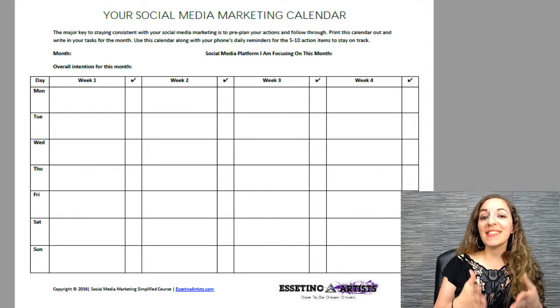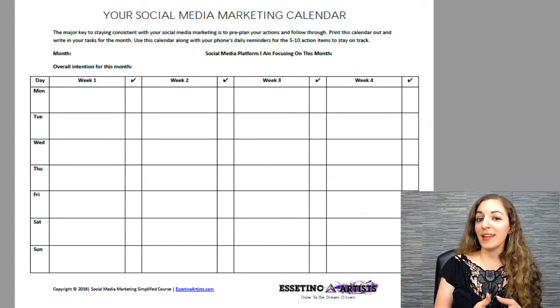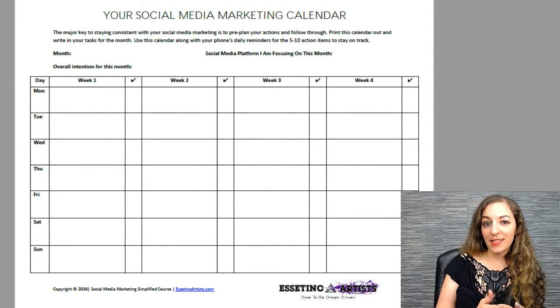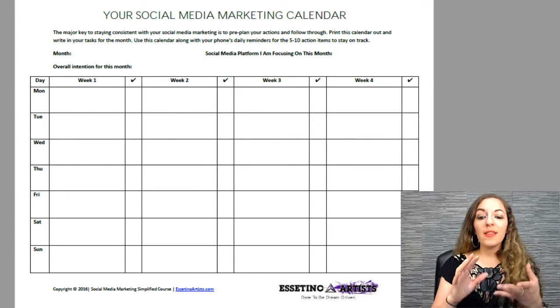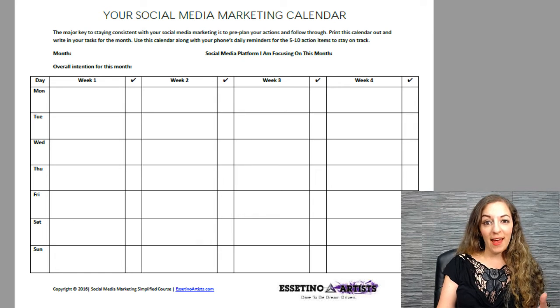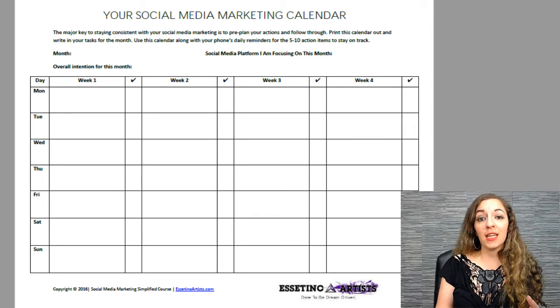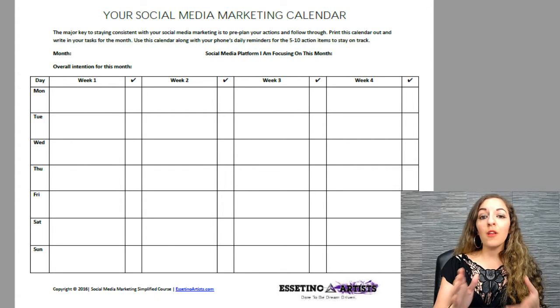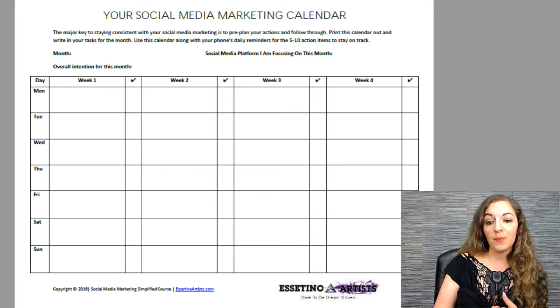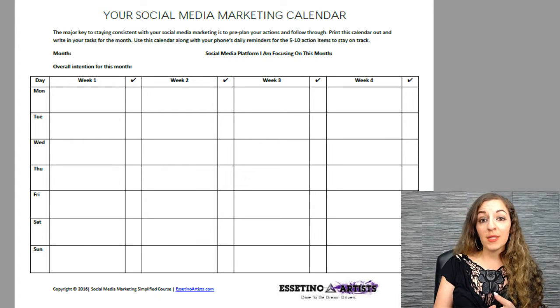The major key to staying consistent with your social media marketing is to pre-plan your actions, write them down within your calendar, and follow through. This social media marketing content calendar that I'm sharing with you is actually taken directly out of our course, Social Media Marketing Simplified. It's one that our students use along with what we teach in the course. I'm going to show you how to use this, and you can also create one for yourself really easily.